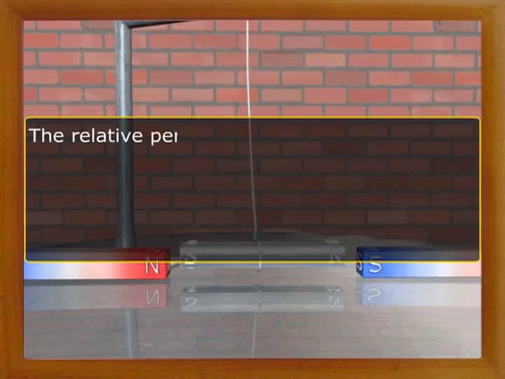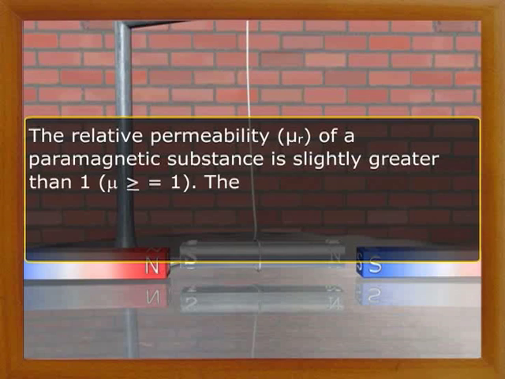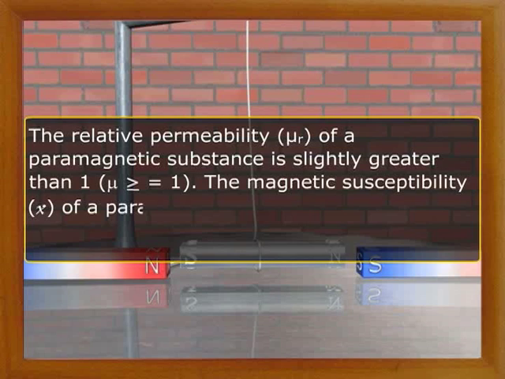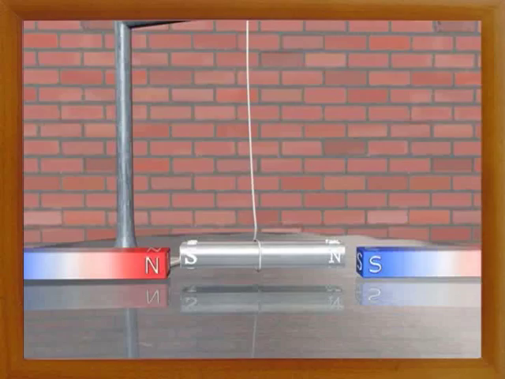The relative permeability μr of a paramagnetic substance is slightly greater than 1. That is, μr is greater than 1. The magnetic susceptibility of a paramagnetic substance is small and positive. Aluminium, platinum, and chromium are some examples of paramagnetic substances.